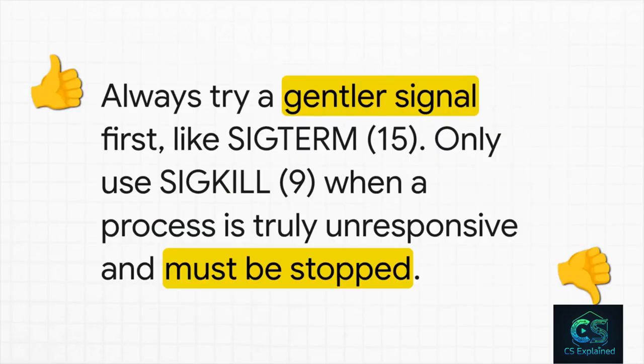So here's the big takeaway. The thing you really need to remember. Always start gentle. Use SIGTERM, that's signal 15. It's the firm request. It gives the process a chance to clean up and shut down gracefully. Only when a process is truly, completely stuck and ignoring you should you even think about reaching for the nuclear option, SIGKILL, which is signal 9.